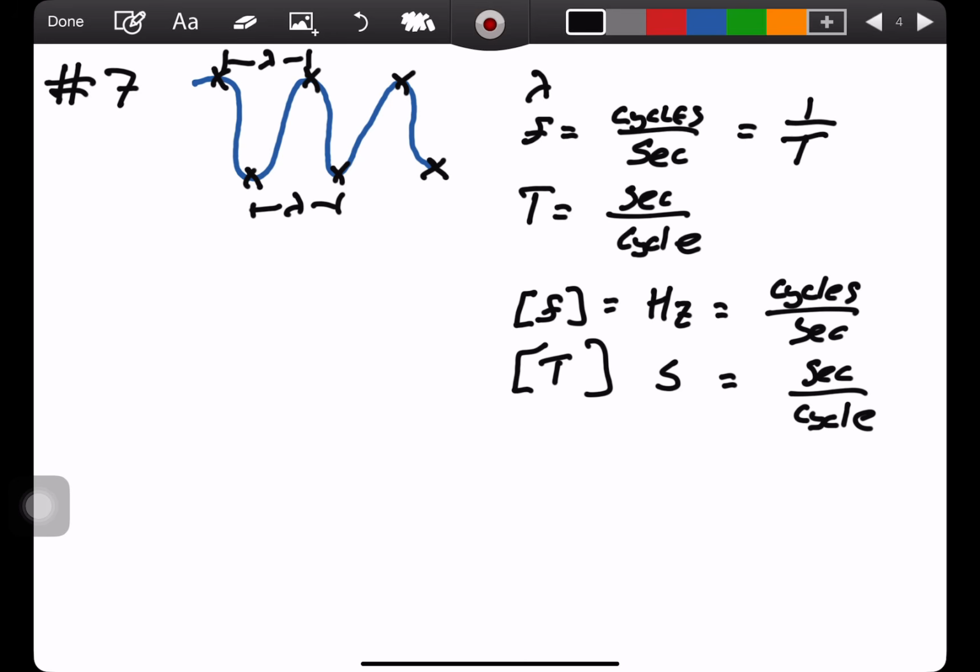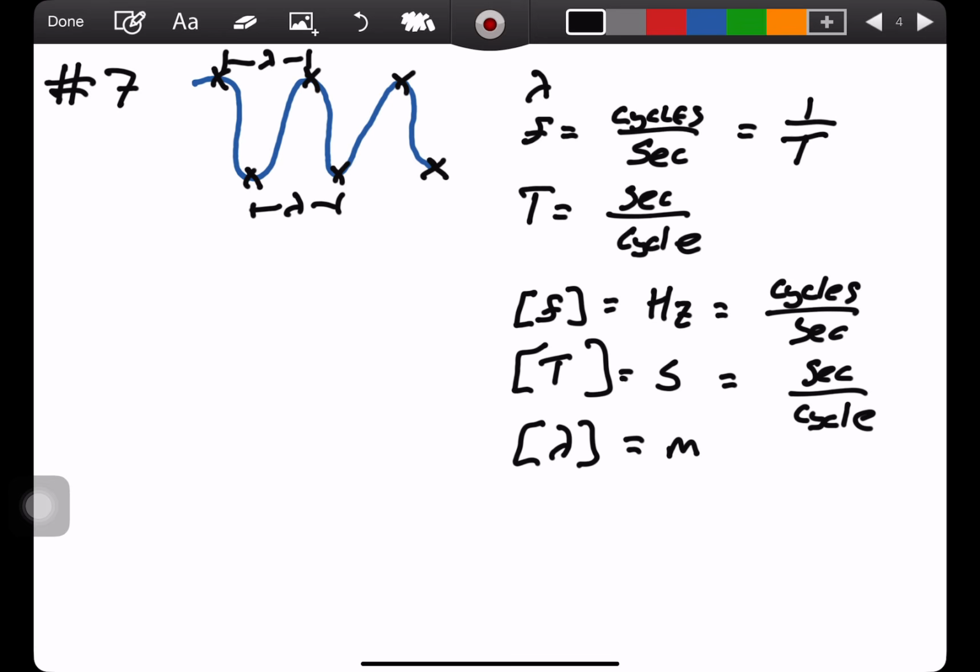So for frequency, you use units of hertz. For period, you use units of seconds. Frequency is cycles per second. Period is seconds per cycle. And then the wavelength dimension is just meters. It's just a distance. It's a distance from a peak to a peak or a valley to a valley. It's the distance of one cycle.